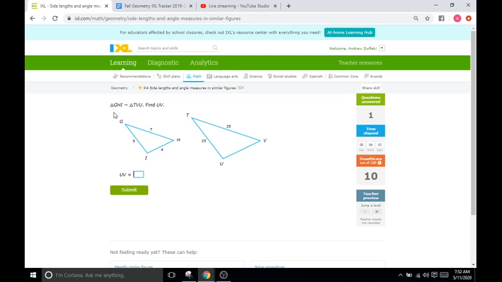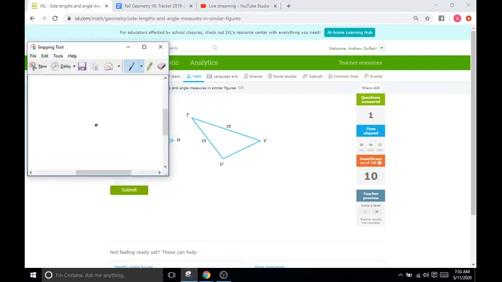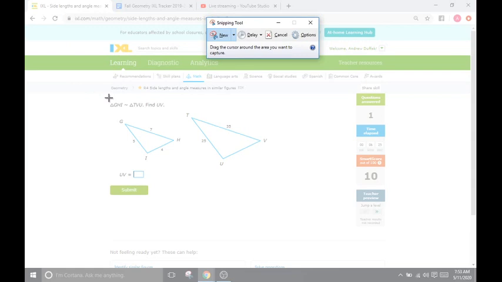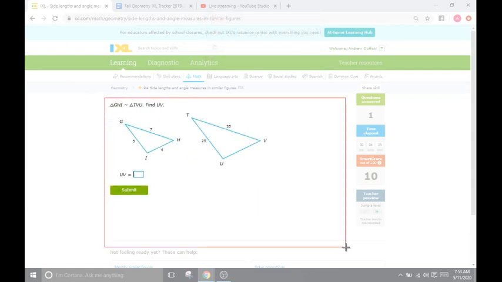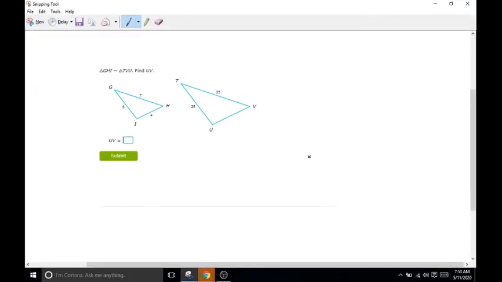Okay, triangle GHI is similar to TVU. What is UV? Okay, so we will go to our side length over here. The UV looks like the base of the second triangle, so we'll go to the base of the first triangle and we'll see it's 4. So what we'll do is we'll draw a proportion statement, because since we absolutely know that both triangles are similar, that means they have to be proportional.